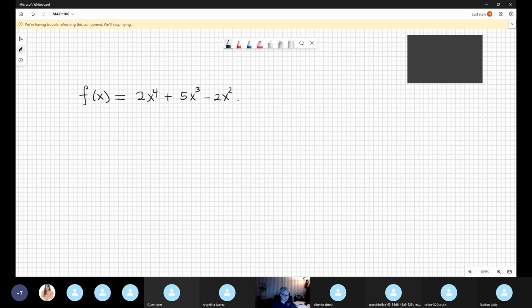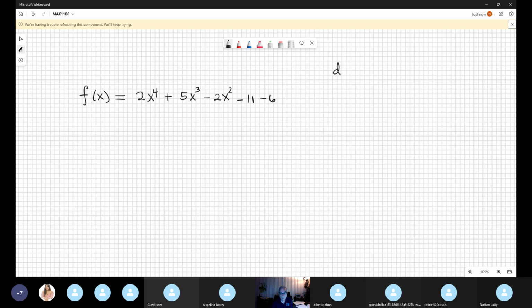Okay, help me. What is the degree of this polynomial? What is the degree? No idea. 4. 4. Cool. So we expect when you finish this 4 zeros. The amount of zeros is equal 4.